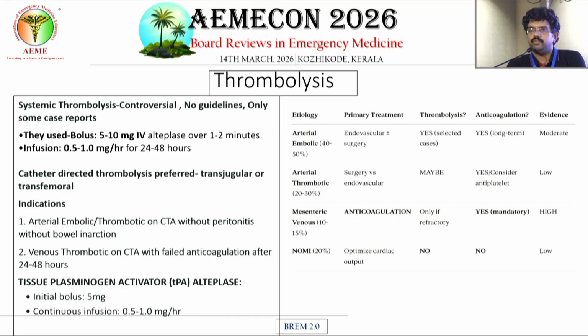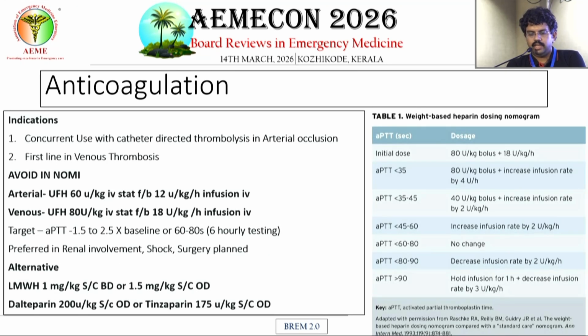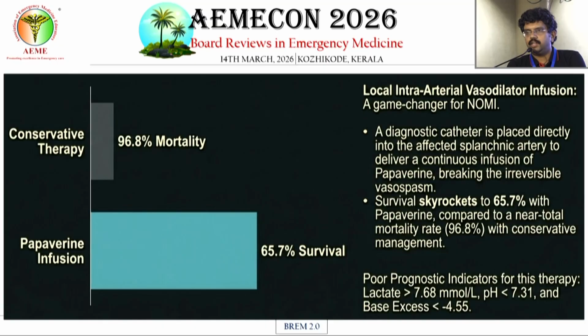In non-obstructive cases, no thrombolysis or anticoagulation is done. Anticoagulation is done concurrently during catheter-directed thrombolysis and as first line in venous thrombosis. And we should adjust the dose using the Raschke nomogram. In case of NOMI, conservative treatment will cause 96% mortality. And if we use papaverine intra-arterially or PGE1 infusion, there is 65% survival in NOMI.